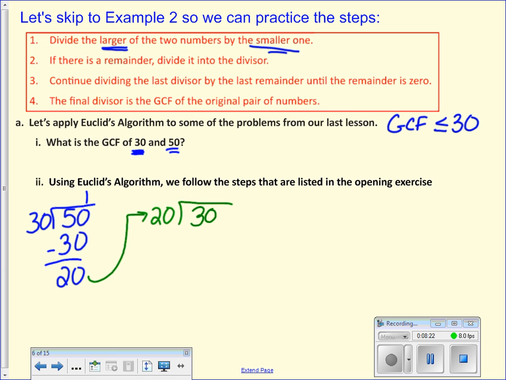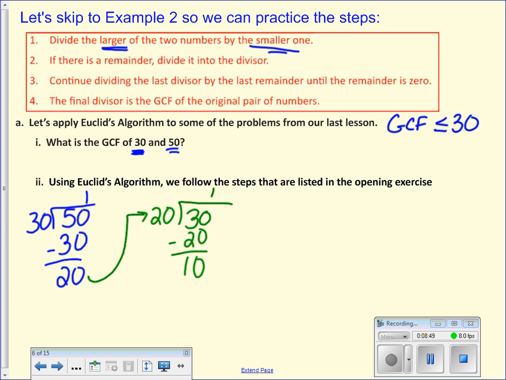It's almost like leapfrog. So does everybody understand how I set up my second division equation? My remainder became my divisor. My divisor became my dividend. Okay? Let's divide! So 1, 20, 10, stop.